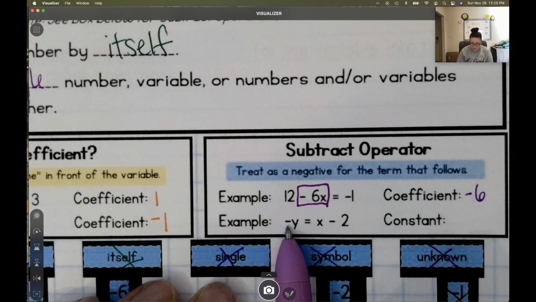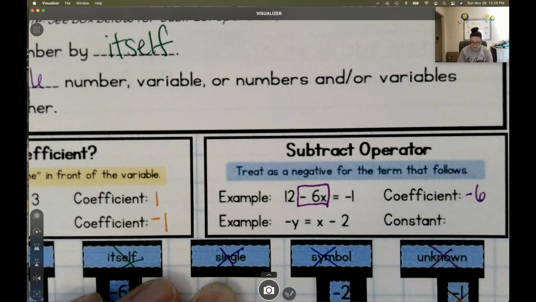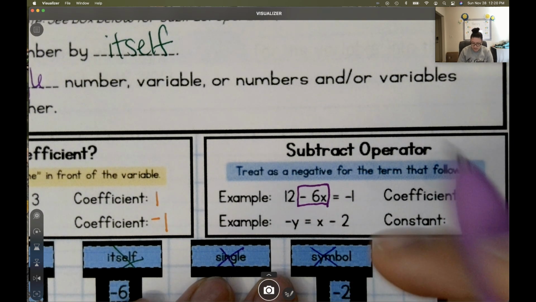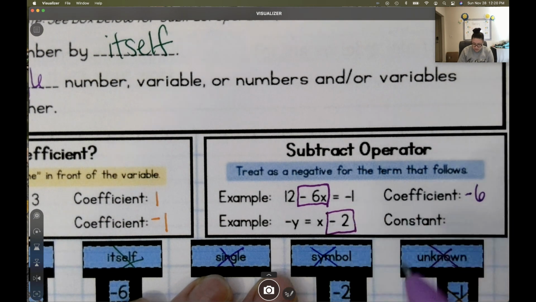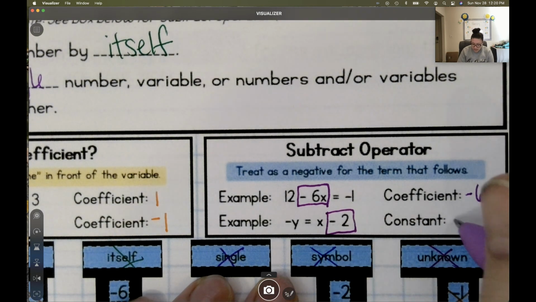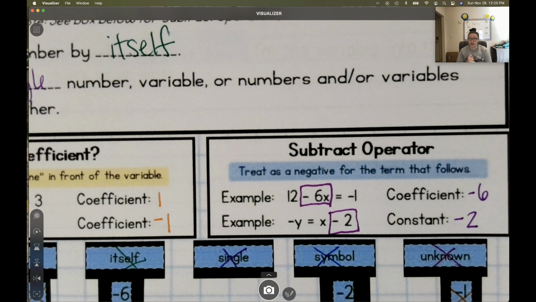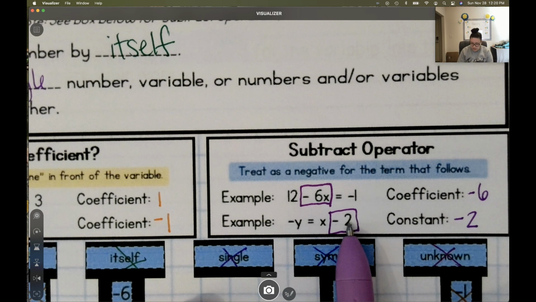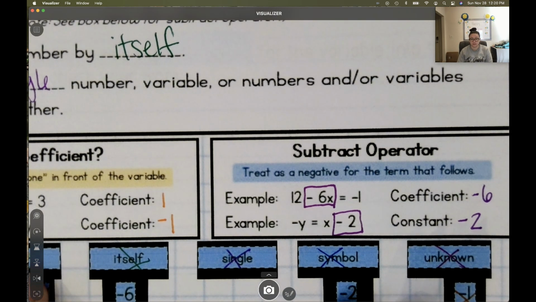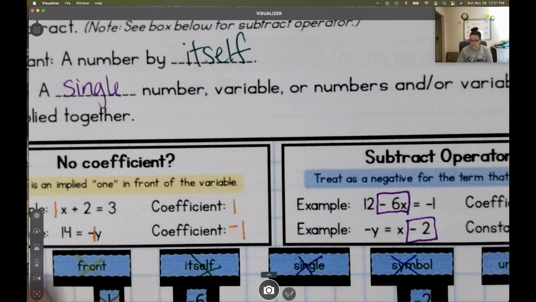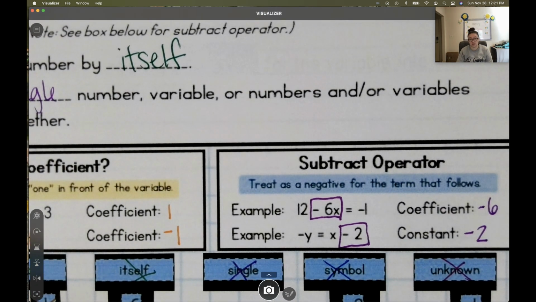Down here, we have a negative y is equal to x minus 2. Again, this subtraction sign, this minus sign, has to go with the term behind it. So this constant here is really a negative 2. It's really a negative 2 because a minus and a negative are the same things in math. So whatever symbol goes before it, it matches up with the number behind it. Over here, this is a positive 2 because there's a plus sign in front of it. The operation in front goes with the term behind it.